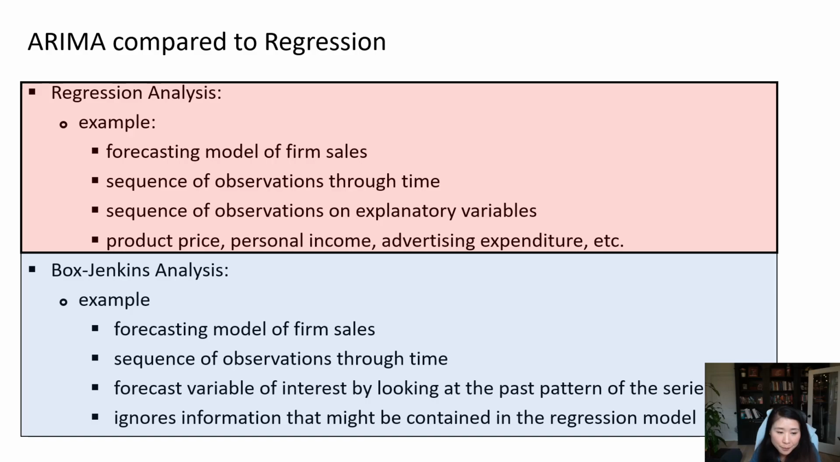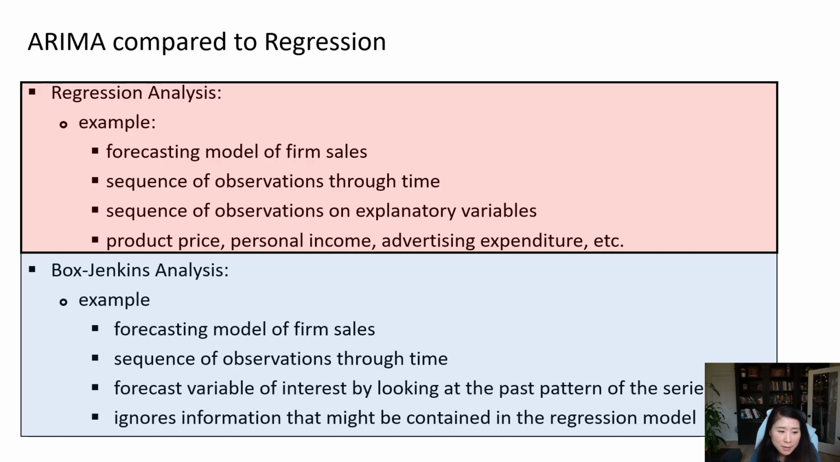Okay, let's see, we are trying to use the model to forecast firm sales. Without any consideration, we can choose either Box-Jenkins analysis or regression analysis. However, there are some situations where you have to use one versus the other. If you want to use regression analysis, the key here is that the data you observe has to be able to identify some other explanatory variables. And the frequency of those explanatory variables usually has to match the frequency of your predicted variable, firm sales.